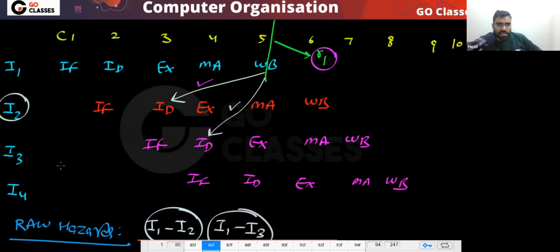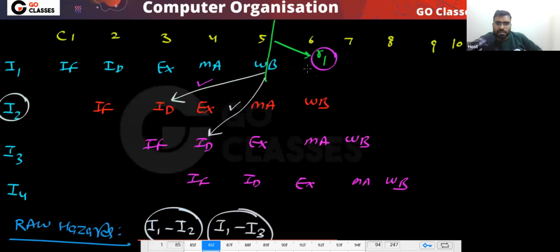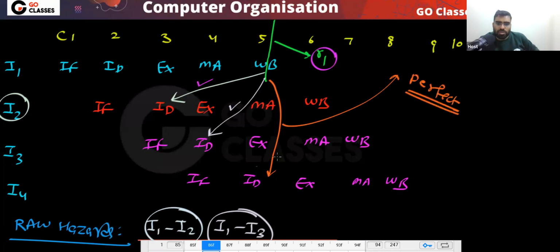Okay, where is the next hazard? Look at this, I1, I4. Is this a hazard? No, this is not a hazard. There is no problem here. This is perfect. This is not a hazard because there is no time traveling here. So you can see these are the two hazards.